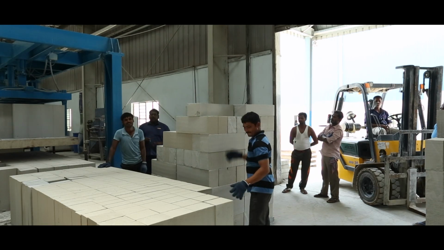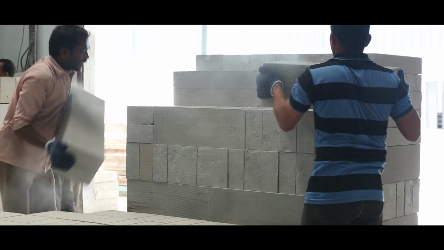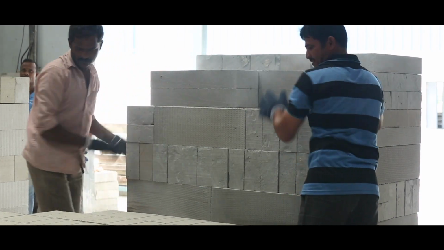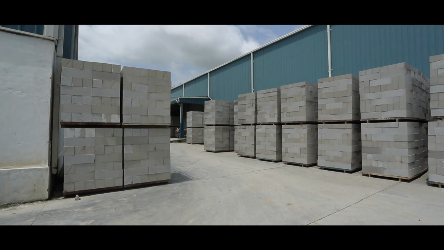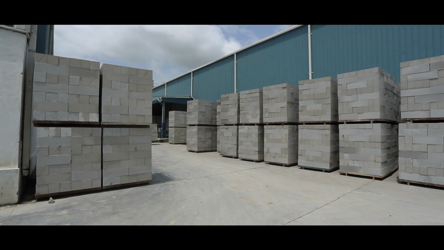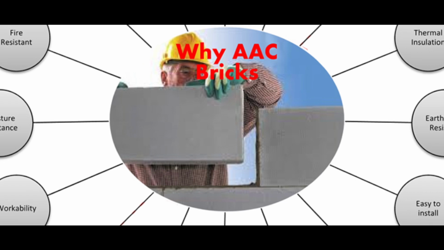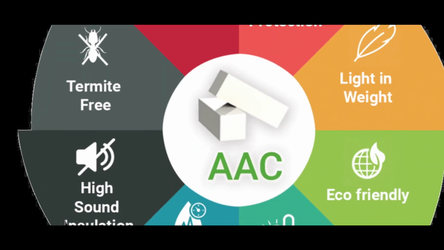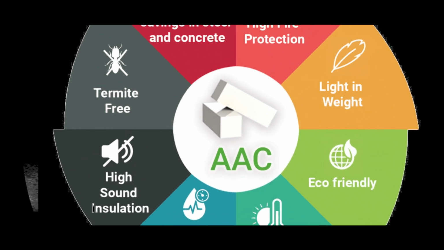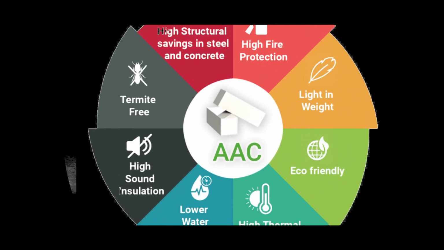There are many advantages in using AAC blocks, the major being lightweight due to density of 600 kgs per cubic meter, good compressive strength, speedy construction, substantial saving in steel and low thermal conductivity, less consumption of mortar due to large size blocks, and thin coat of plastering is also an advantage.